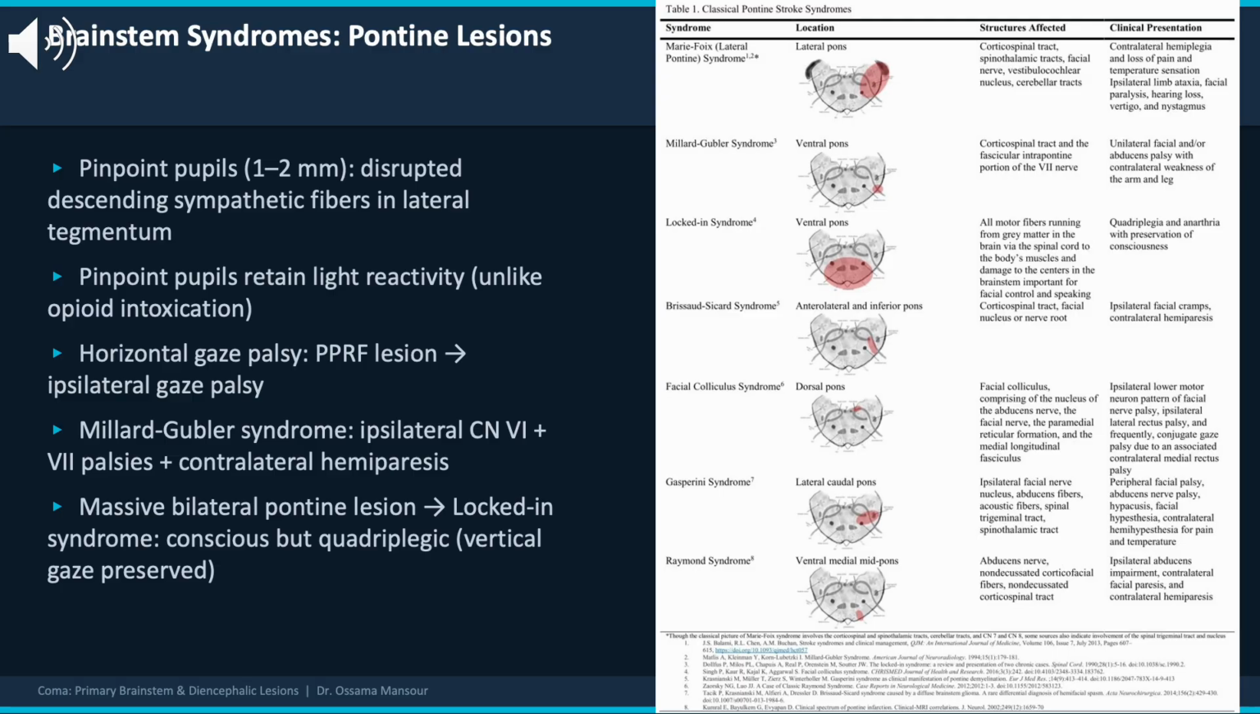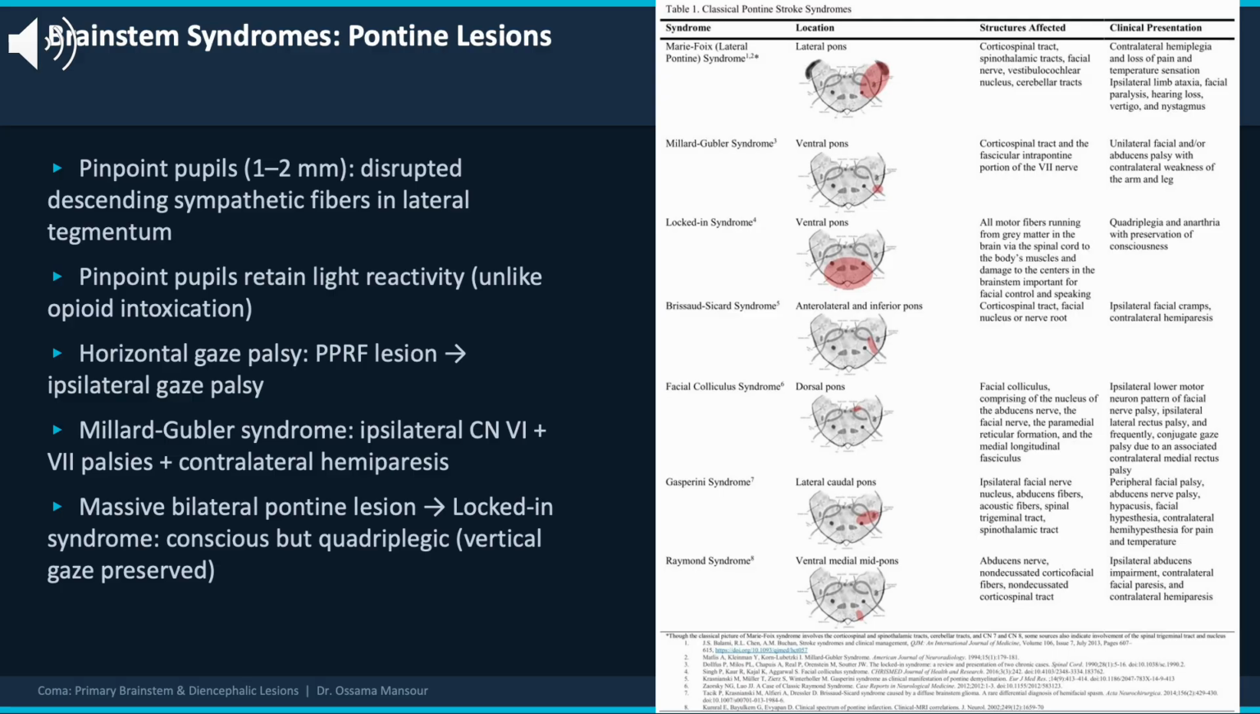Horizontal gaze is controlled by the paramedian pontine reticular formation in the pons. So pontine lesions can produce ipsilateral horizontal gaze palsy. Cranial nerve 6 palsy produces ipsilateral abduction weakness, and cranial nerve 7 involvement produces ipsilateral facial weakness. The combination of ipsilateral cranial nerve 6 and 7 palsies with contralateral hemiparesis is called Millard-Gubler syndrome, a classic crossed brainstem syndrome localizing to the ventral pons.